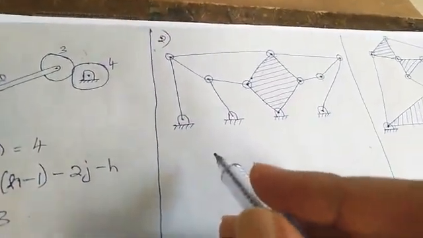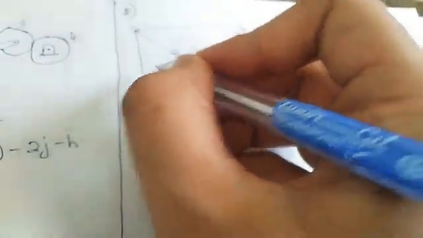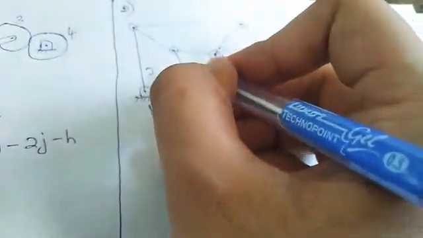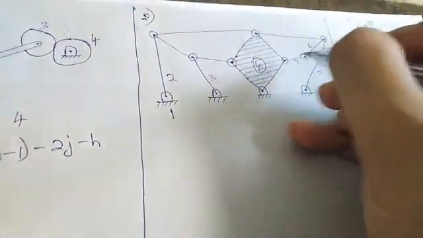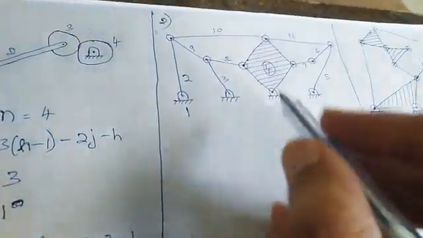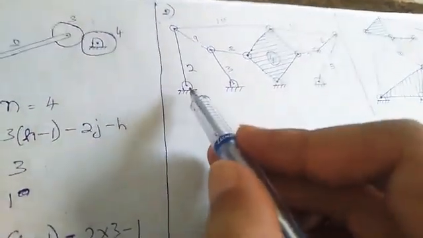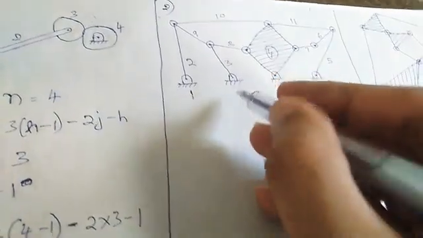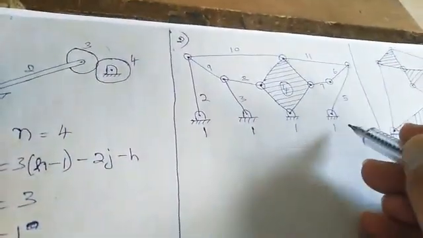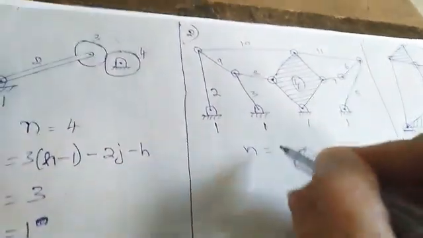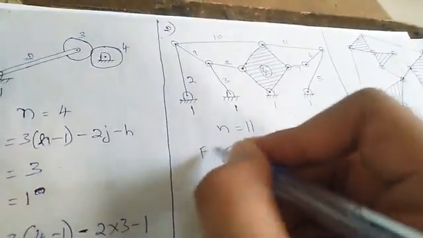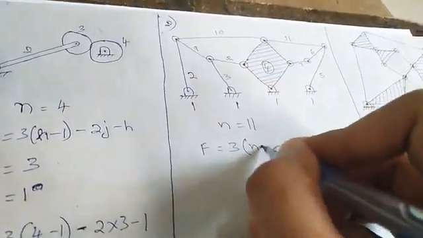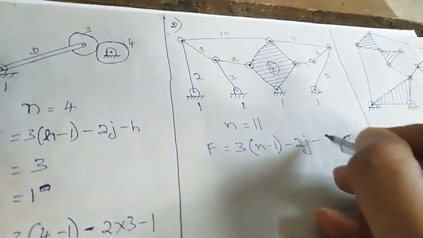So first we'll number the links. 1, 2, 3, 4, 5, 6, 7, 8, 9, 10, 11. So here there are 11 links. Here the fixed hinges all constitute link 1. This is link 1, this is link 1, and this is also link 1. So the total number of links is 11. Now we'll write the formula. F is equal to 3 into n minus 1 minus 2j minus h.